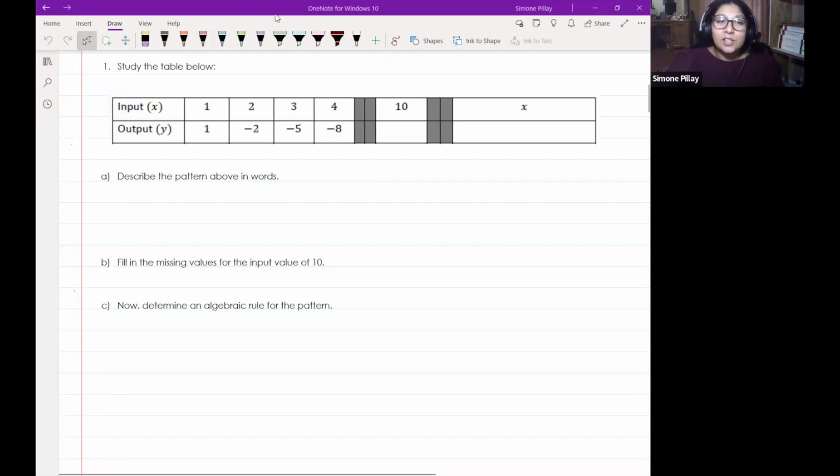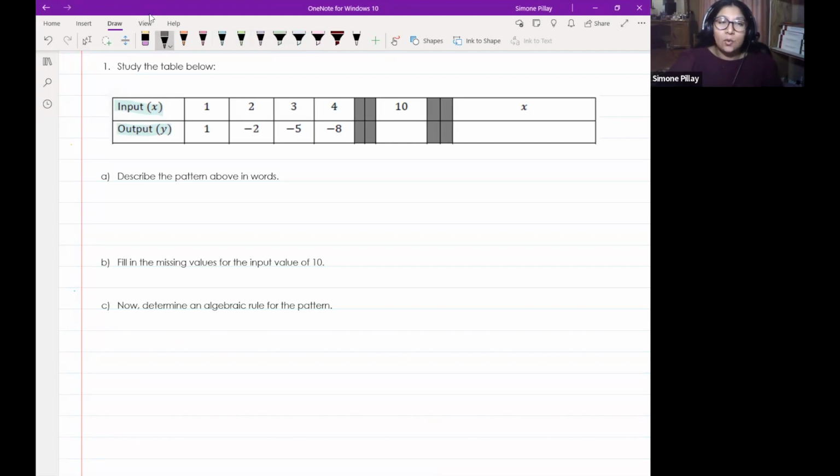Okay, cool. So we have studied the table below. What we're going to have here is a number pattern. And this is what we've been doing, guys. We have been working with number patterns. What did we talk about? We talked about having an input and we talked about having an output. And we said we call our inputs the X values and we call our Y values the output.